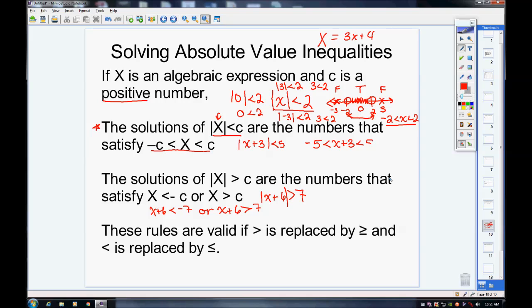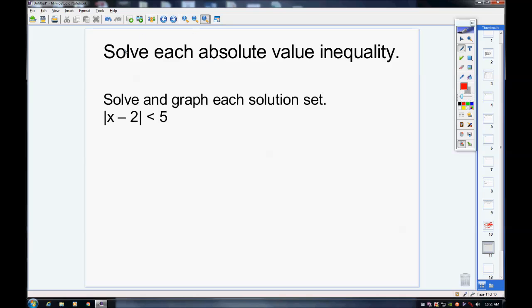These rules are valid even if I have an equal to on it. The only difference is the circles will be filled in, and we'll use brackets instead of parentheses when we talk about interval notation. Okay, so I'm going to go to the next slide. I'm going to write the rules at the top, and I'm going to do two problems with you. So the first one, solve each absolute value inequality.